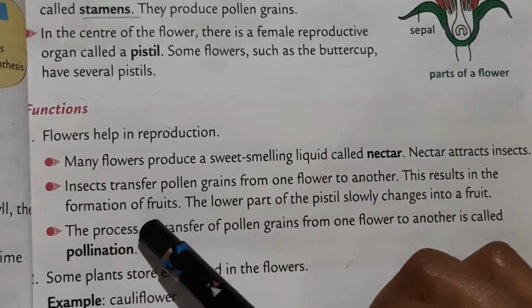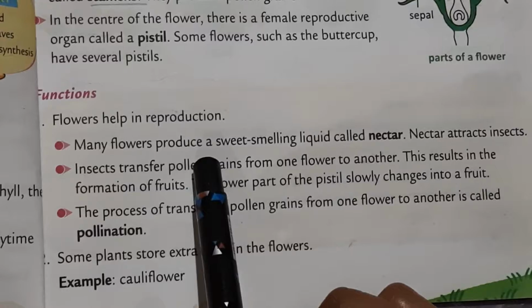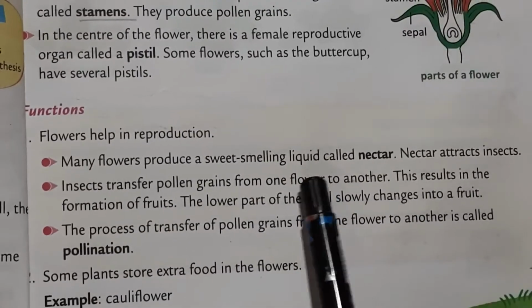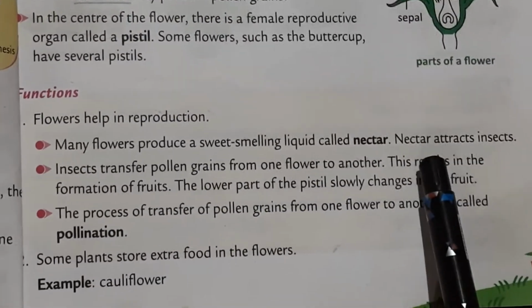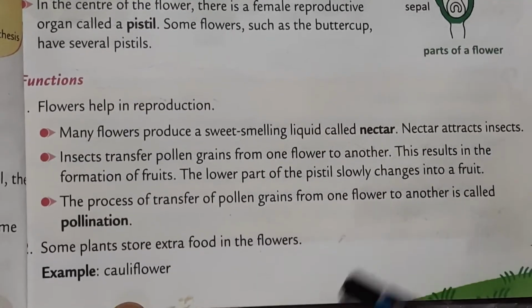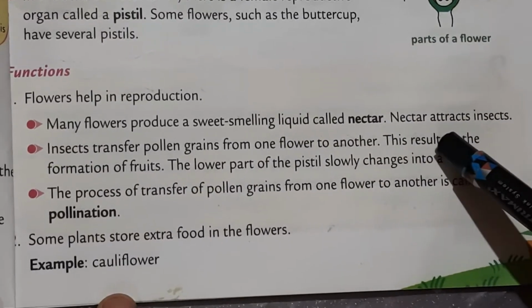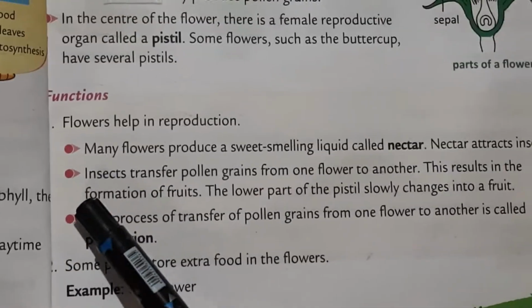Function of flowers. Flowers help in reproduction. Many flowers produce a sweet-smelling liquid called nectar. Nectar attracts insects. Nectar means a fluid type, a juice type, which is present inside the flower. That is called the nectar.